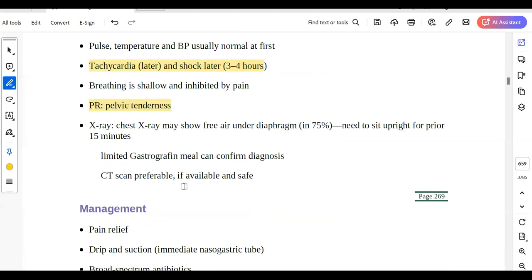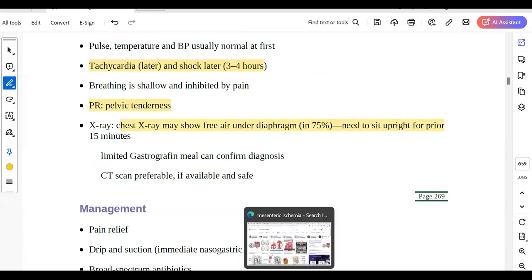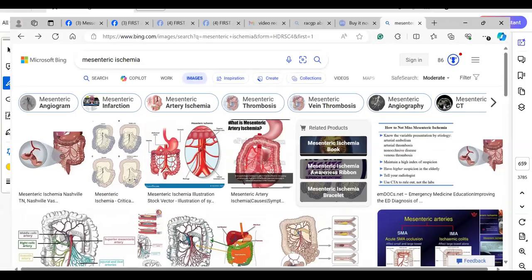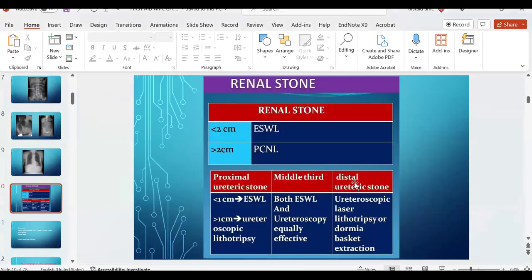If you do a per rectal exam, patient will have an extremely tender pelvic area. How to investigate this patient? So your initial investigation will be erect chest X-ray. If you do a chest X-ray, you'll be able to see something like this.